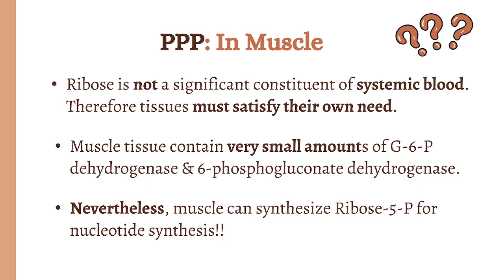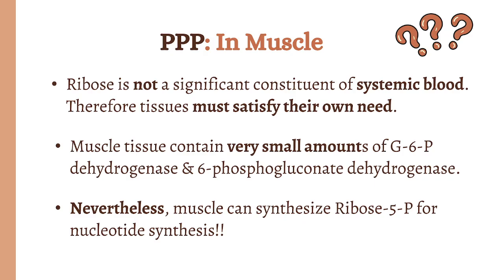Now we come to what is peculiar about the pentose phosphate pathway in muscles. Ribose is not a significant constituent of systemic blood. So when you draw a blood sample, if you estimated the different sugars in that blood sample, ribose will not be that much. Therefore, tissues must satisfy their own need. Every cell must make its own ribose. It is not going to get it from the circulation, unlike glucose, for example, or fructose.